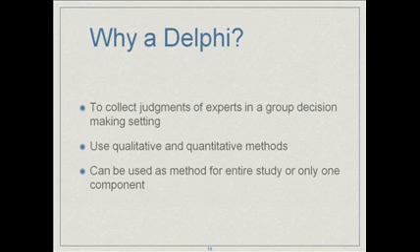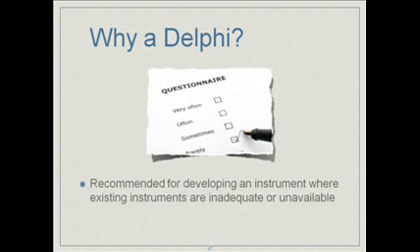So the Delphi is a specific mixed method design, and it's called the Sequential Exploratory Design. This type of design involves a phase of qualitative data collection and analysis, as we just did, followed by a phase of quantitative data collection and analysis. The quantitative data collection builds on the qualitative data. And this type of design is recommended for developing an instrument where existing instruments are inadequate or unavailable.